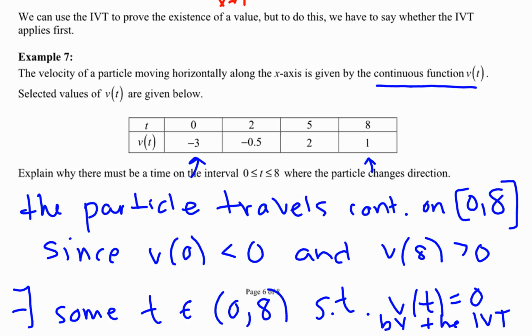We don't have to find it. We just have to know why there must be. So if the particle is going backwards and then it starts going forwards, somewhere, if it's moving continuously, it has to change directions. We can also do this with functions.